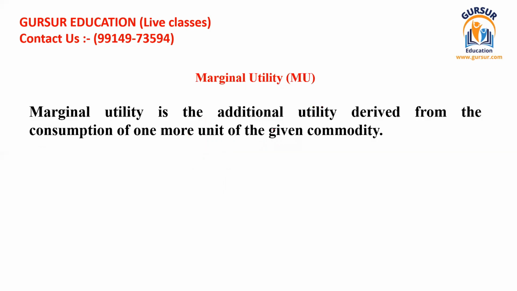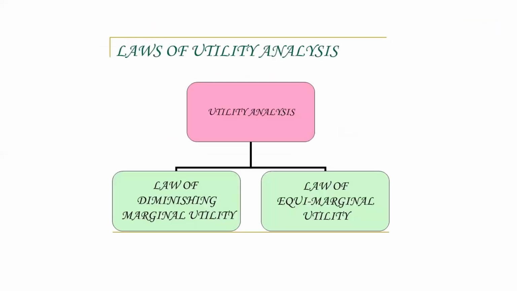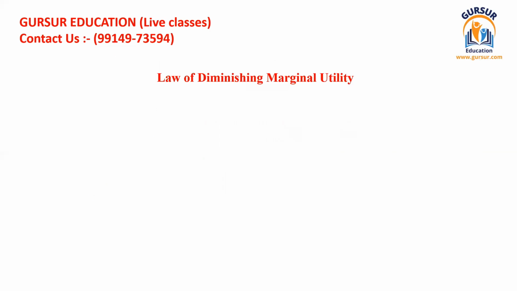There are only two laws. The first is the law of diminishing marginal utility, and the second is the law of equimarginal utility. Now one by one we shall see what these are all about. First, the law of diminishing marginal utility tells you that when you consume more and more, like the first unit, second unit, third unit, fourth unit, fifth unit, your marginal utility goes on diminishing, declining.